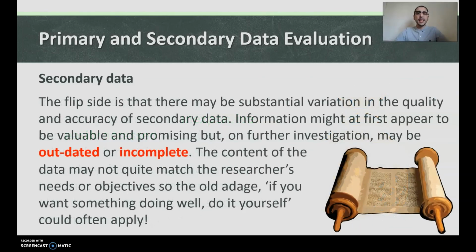The flip side is that there may be substantial variation in the quality and accuracy of secondary data. Information might at first appear to be valuable and promising, but on further investigation may be outdated or incomplete, right? You might find a piece of research, oh, this looks really good, and you have a look and go, actually, it's not really accurate, or I don't like the way they did the research, therefore it doesn't really fit what I want to do. The content of the data may not quite match the researcher's needs or objectives, so the old adage, if you want something doing well, do it yourself, could often apply.